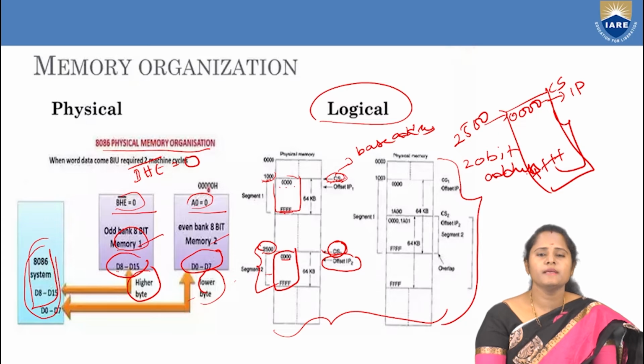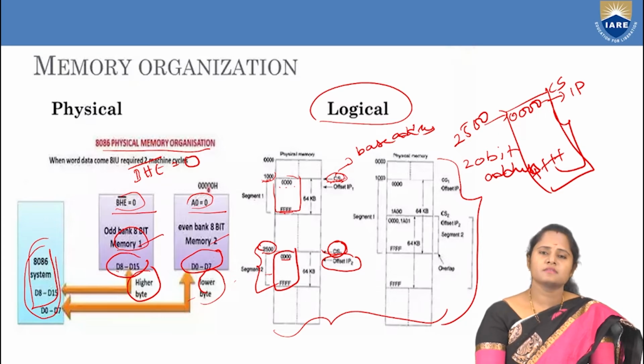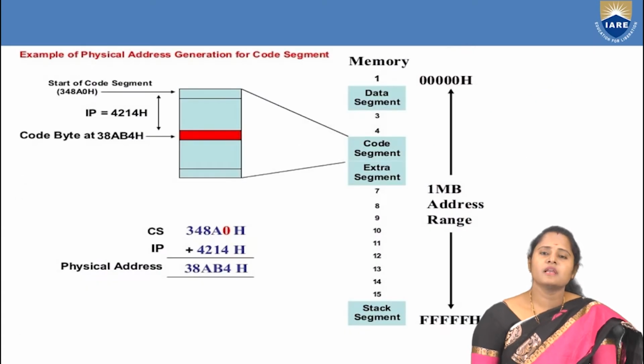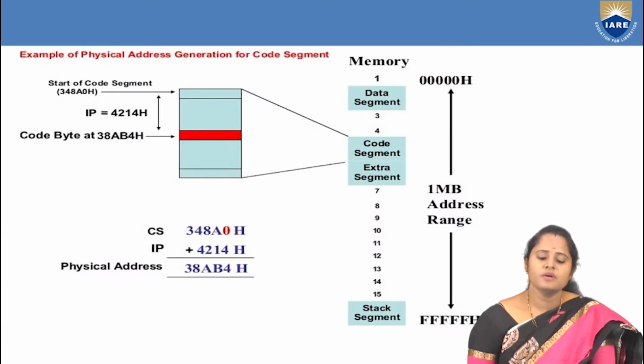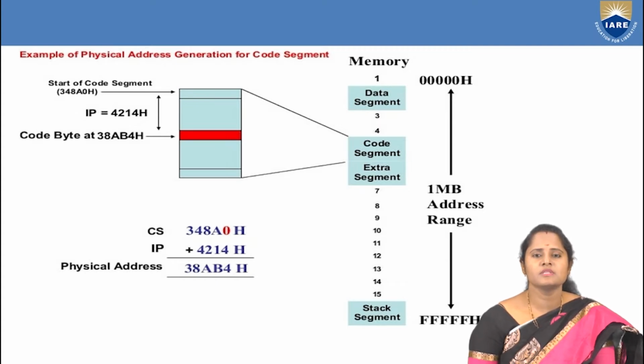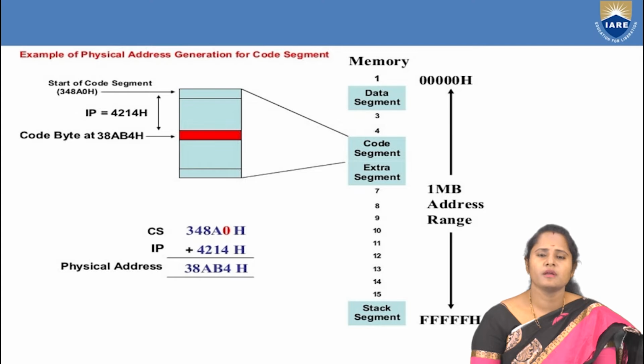So this 20-bit address, how can you access these 20-bit addresses? By using the physical address generation. So what is physical address generation? Here, each segment is internally accessed with 16 bits. So the address which is denoted will be 16-bit, but our logical segmented memory address is denoted by 20 bits.